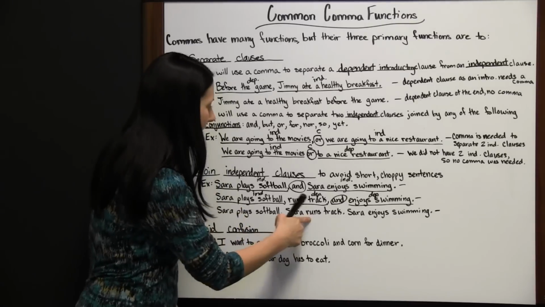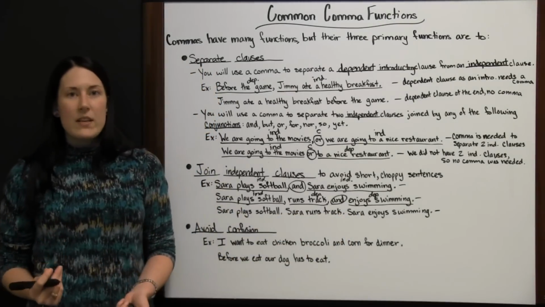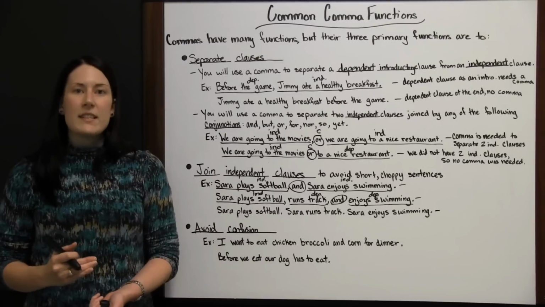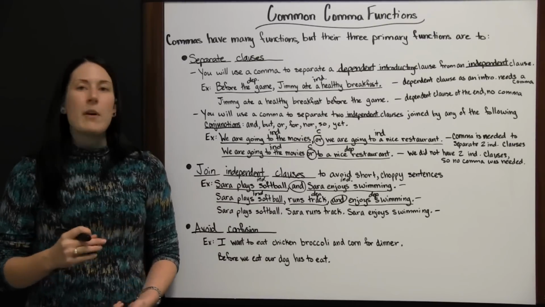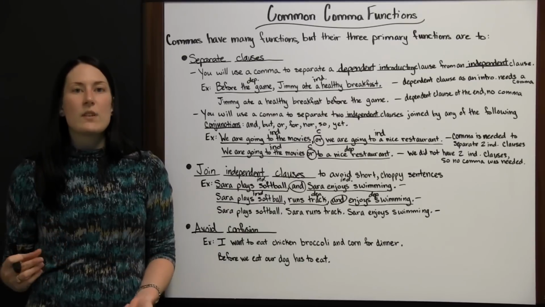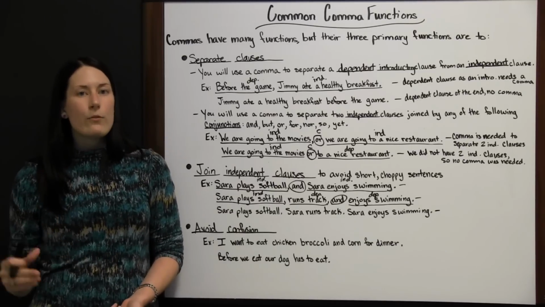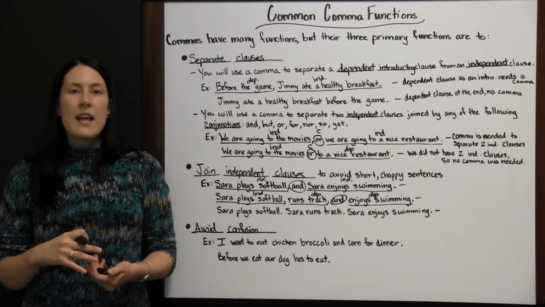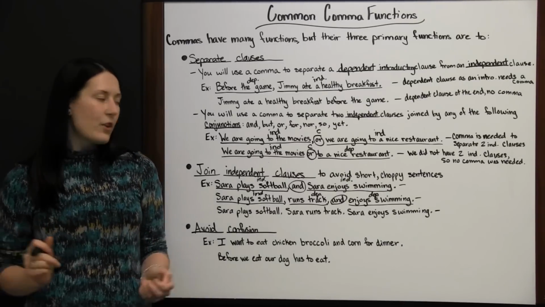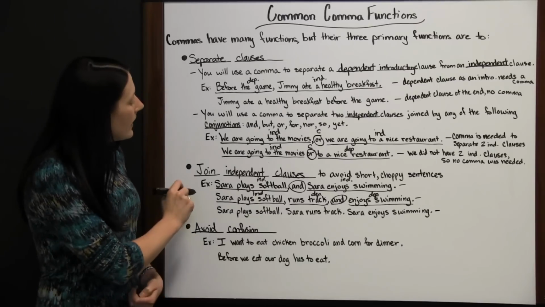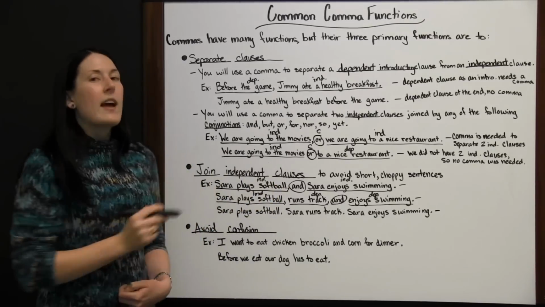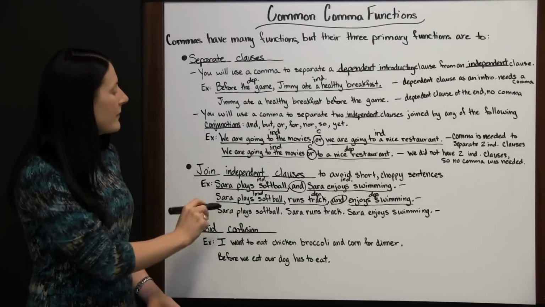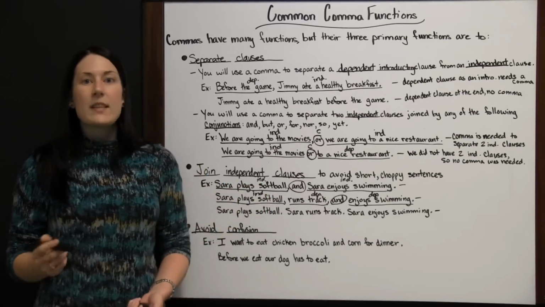So all three of these are going to be independent clauses because they are complete sentences. But they're short, choppy sentences. Sarah plays softball, Sarah runs track, Sarah enjoys swimming. We keep hearing Sarah over and over, and these sentences are short. We can combine them to make a smoother flowing sentence. So you could have two independent clauses joined by a conjunction like we did up here, and then you would use that comma to separate them.